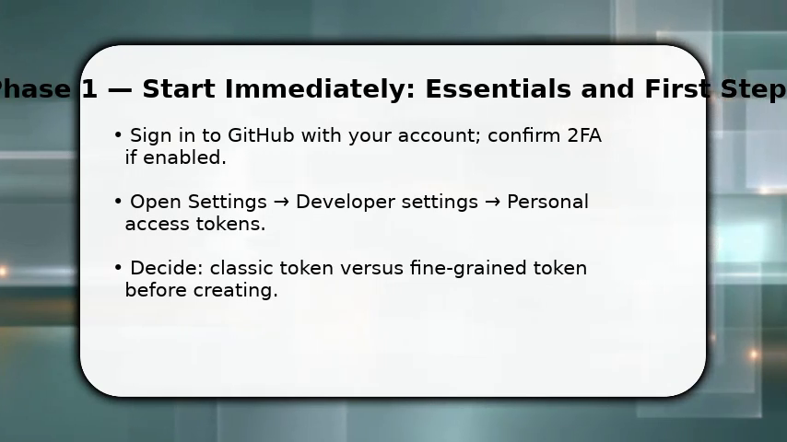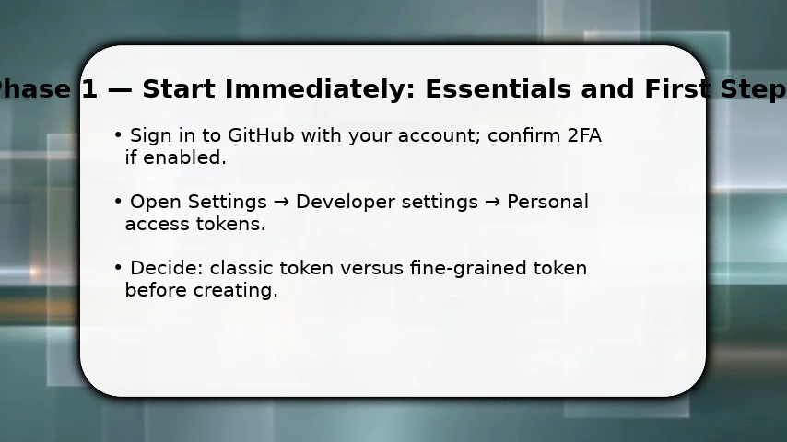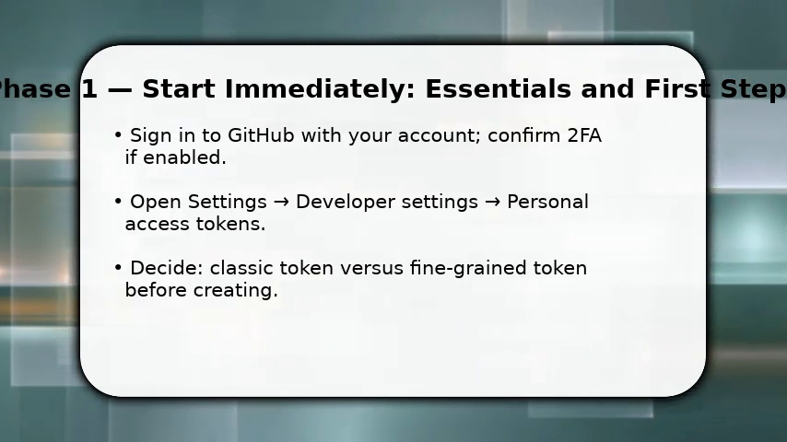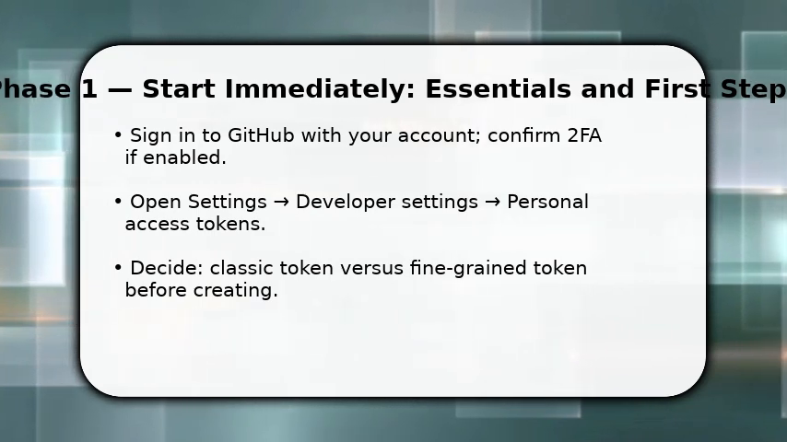You start by signing into GitHub and confirming two-factor authentication if prompted. This protects the token from misuse. Once signed in, open Settings, then Developer Settings, and choose Personal Access Tokens.